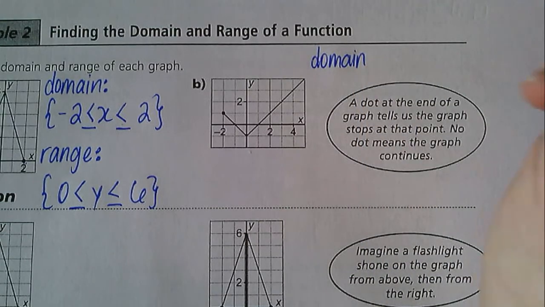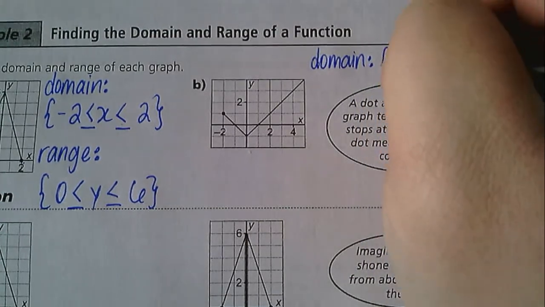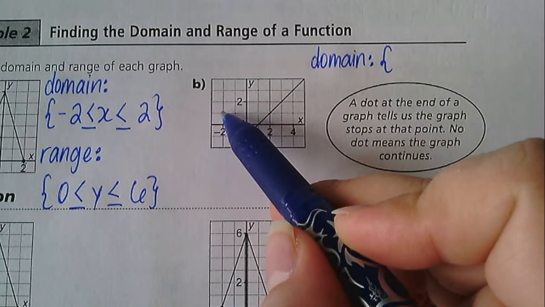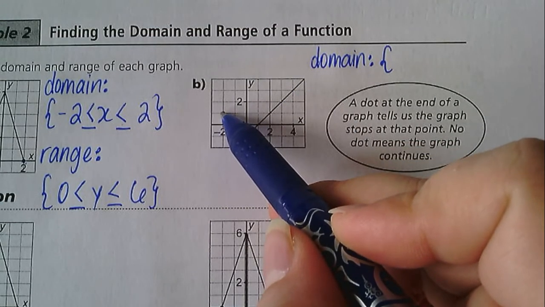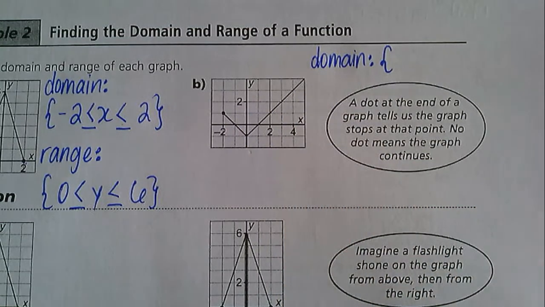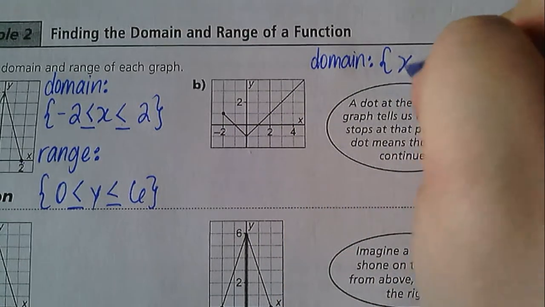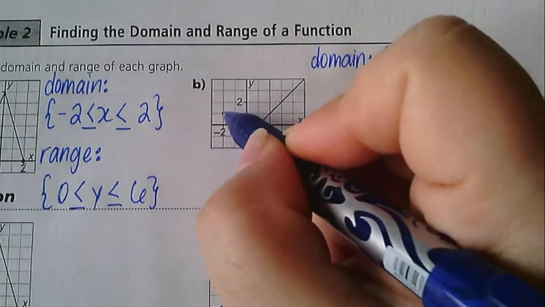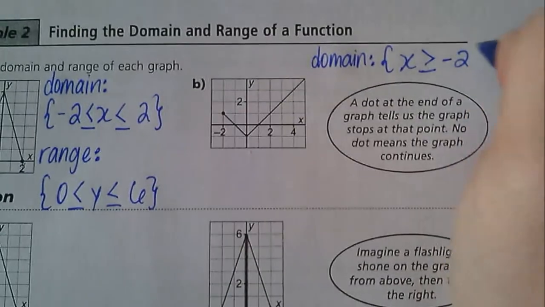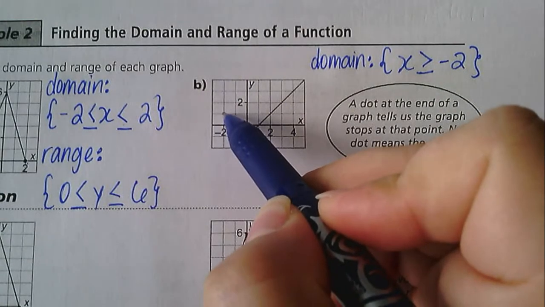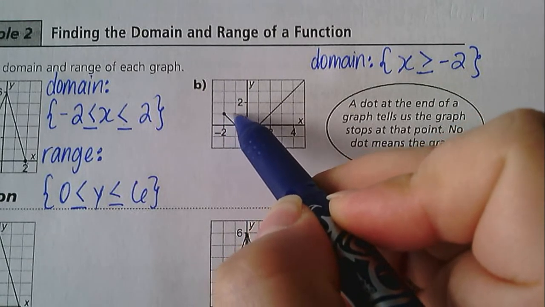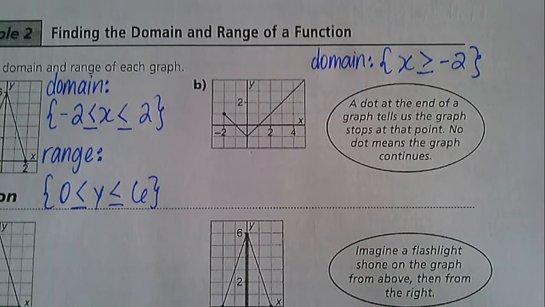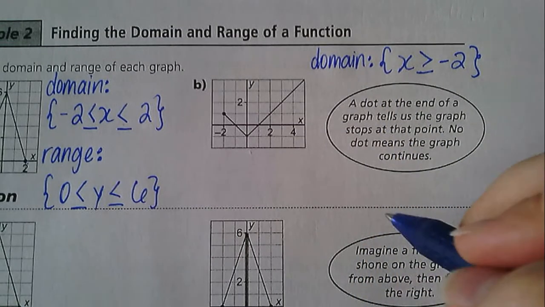Okay, so again, domain, we're looking at our x. Now, this one does not have a double inequality because you'll notice that this is our starting point, but from here, it could continue on anywhere in that direction. So this one, we would say x is greater than or equal to -2, which is our starting point. Now let's see if that's accurate. So it starts at -2, and it could really go anywhere on the x-axis beyond that. Okay, that looks right.